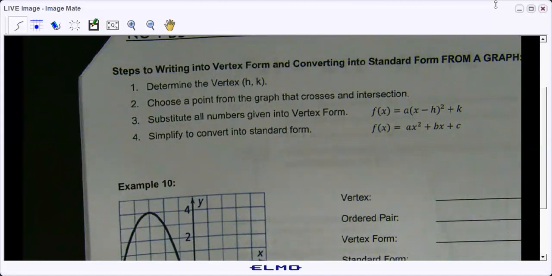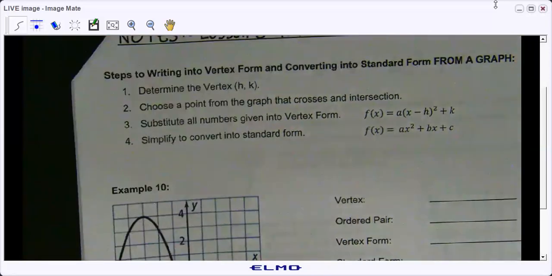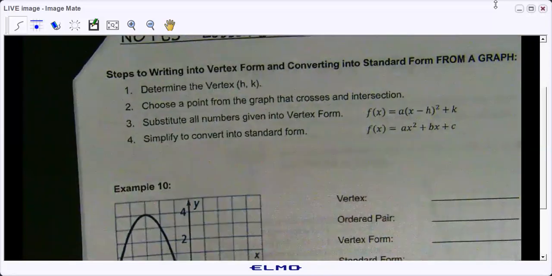We're not going to do that one. No, we're not going to do number 9. We're skipping number 9. We're moving to number 10. Okay, let's look at this one.